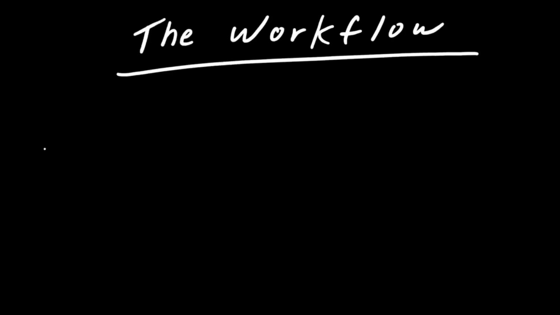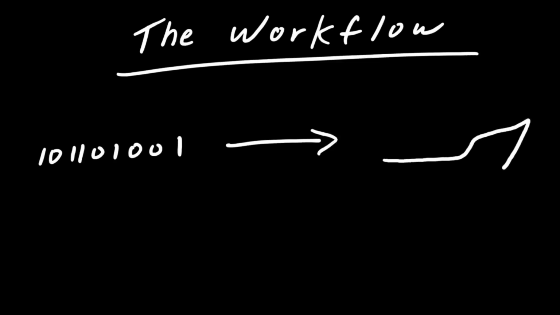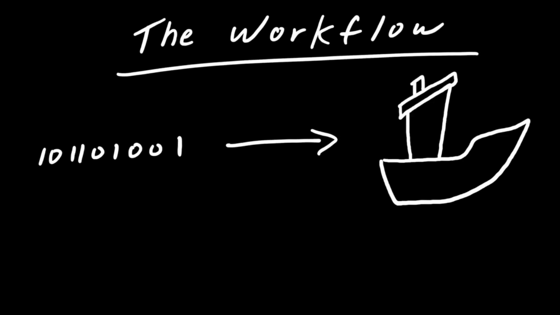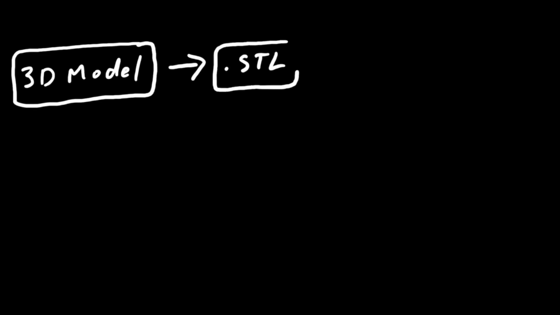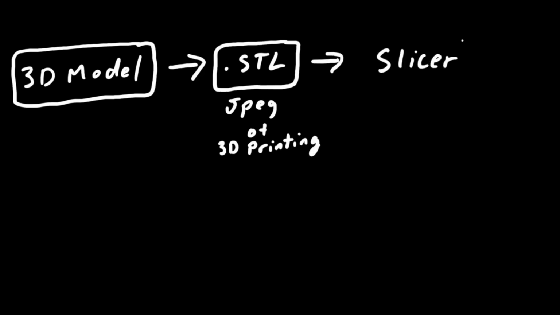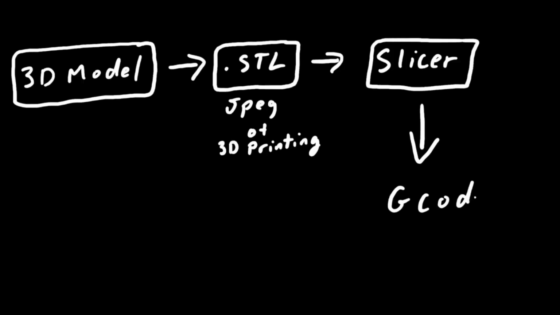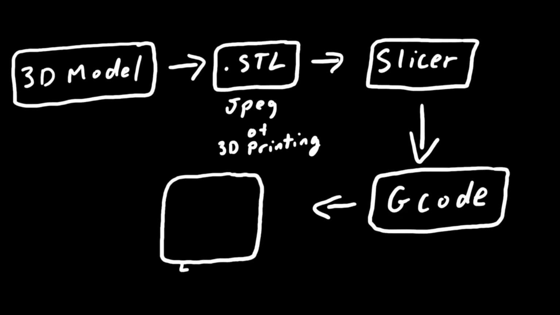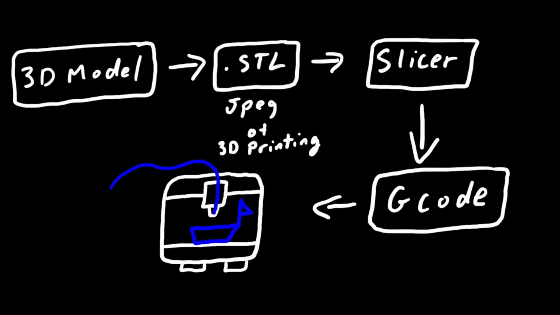Let's go into the workflow and talk about how exactly you turn a digital file into a physical part. I'll quickly summarize the workflow and then I'll explain each step in a little more detail. You start with a 3D model, which you'll want to export as an STL file. STL is kind of like the JPEG of 3D printing. It's just the most commonly used format. You'll bring the STL file into a separate program called a slicer that will, well, slice the model into horizontal layers. The slicer will spit out a Gcode file, and this Gcode file is what you'll feed into your 3D printer, and the 3D printer will print, or more accurately, manufacture your part.